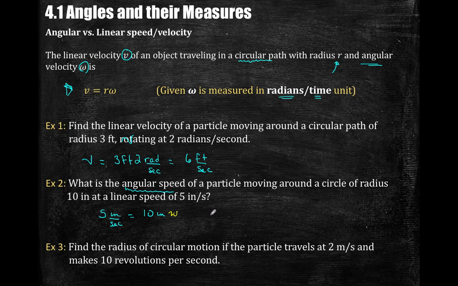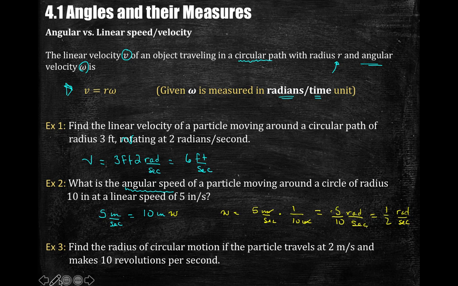So to get omega by itself, five inches per second times 1 over 10 inches. The inches cancel out, and I end up with 5 radians per second. Oh, 5 over 10, you moron. Which equals a half radians per second, or 0.5. Okay?